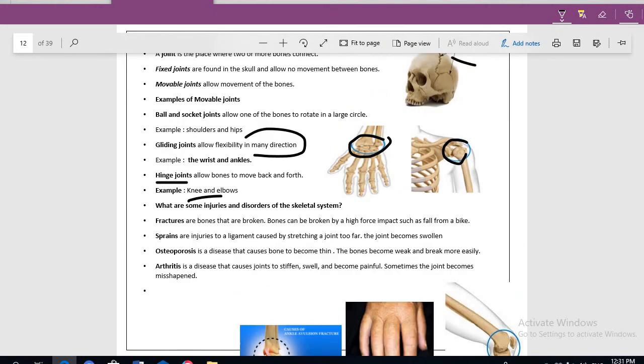Sprains are injuries to a ligament, caused by stretching or allowing a joint to stretch too far, and the joint becomes swollen.